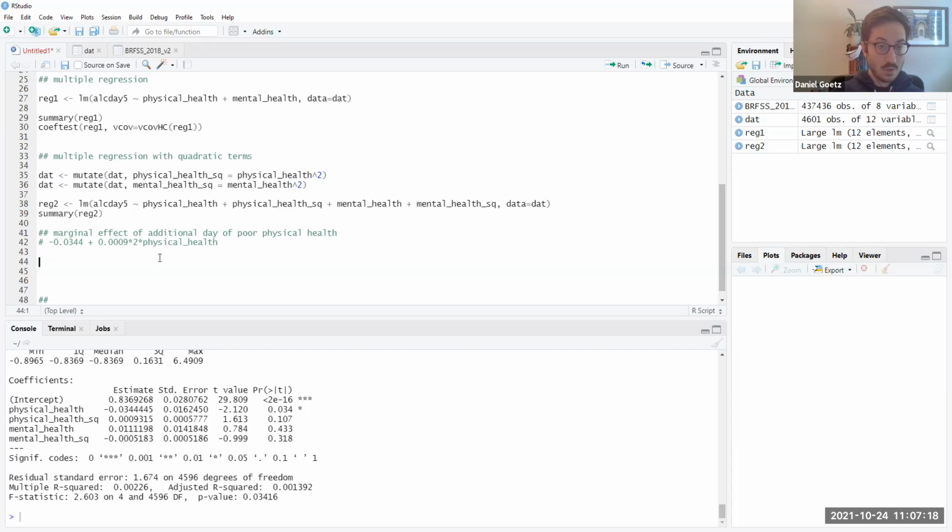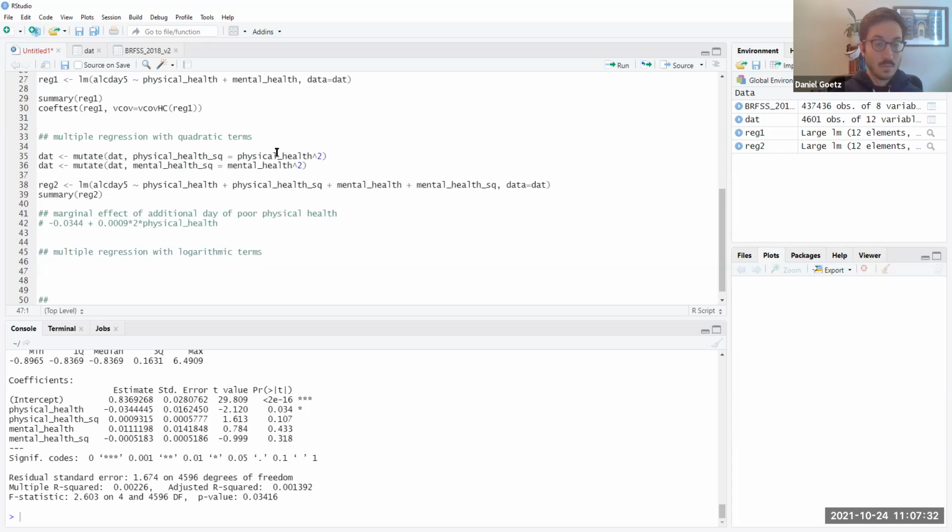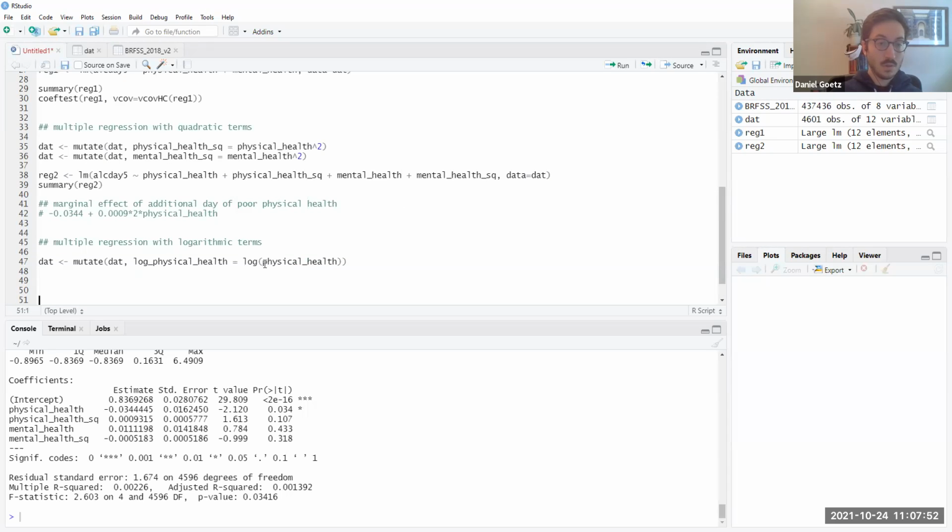If you want to do a different transformation, so let's say you're interested in multiple regression with logarithmic terms, we can do that too. So I'll just showcase it for physical health. So we'll say log physical health is equal to just the log of physical health, like this. Okay. Run this.